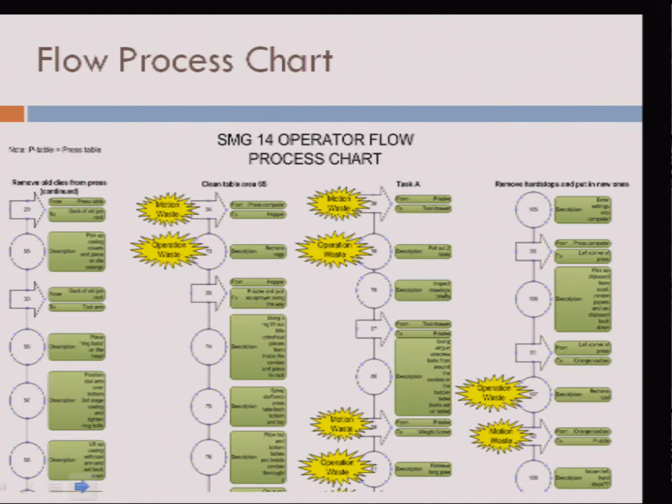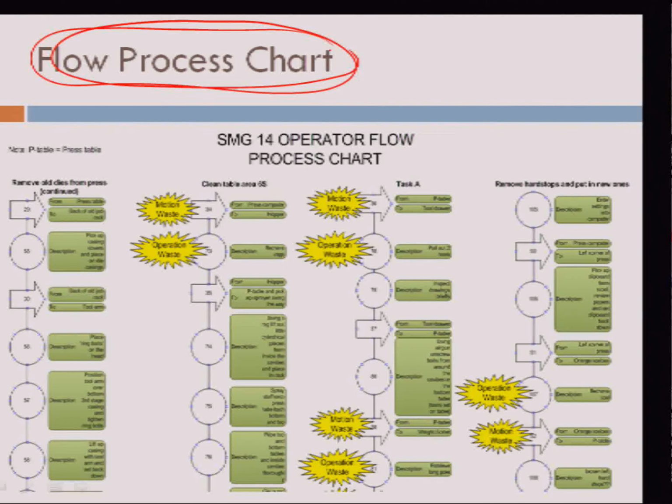So let's go back again. This was the flow process chart. This is essentially where we began. We had to take this particular flow process chart and convert that into a routing. And the routing essentially captured all the transportations that the operator went through, moving from point 1 to point 2 to point 3 as they executed this overall setup process.